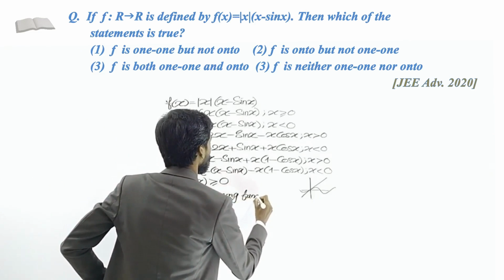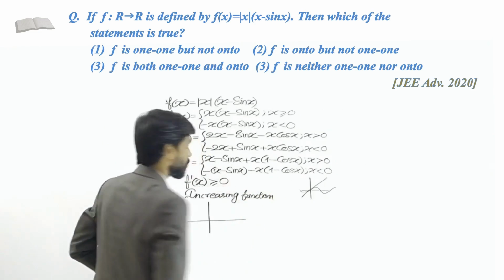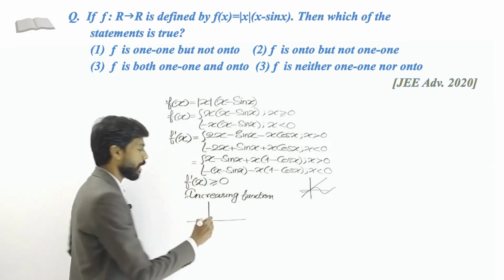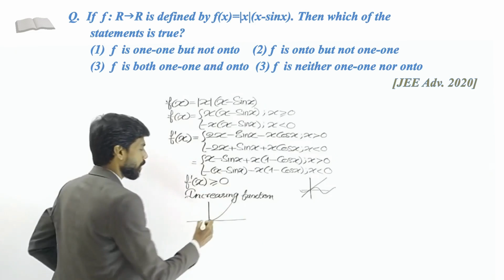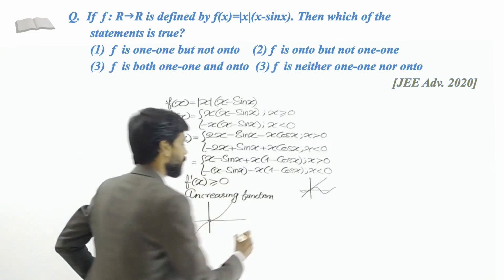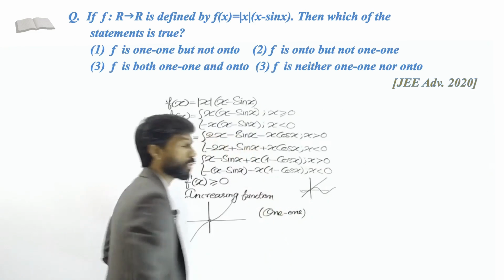So this function given is an increasing function. So roughly the graph will be something like this. At 0, the value of the function is 0, and then for positive values it is an increasing function, and for negative values also an increasing function. Okay, it is an increasing function, so obviously this function is an injective function or one-to-one function. So this is a one-to-one function.